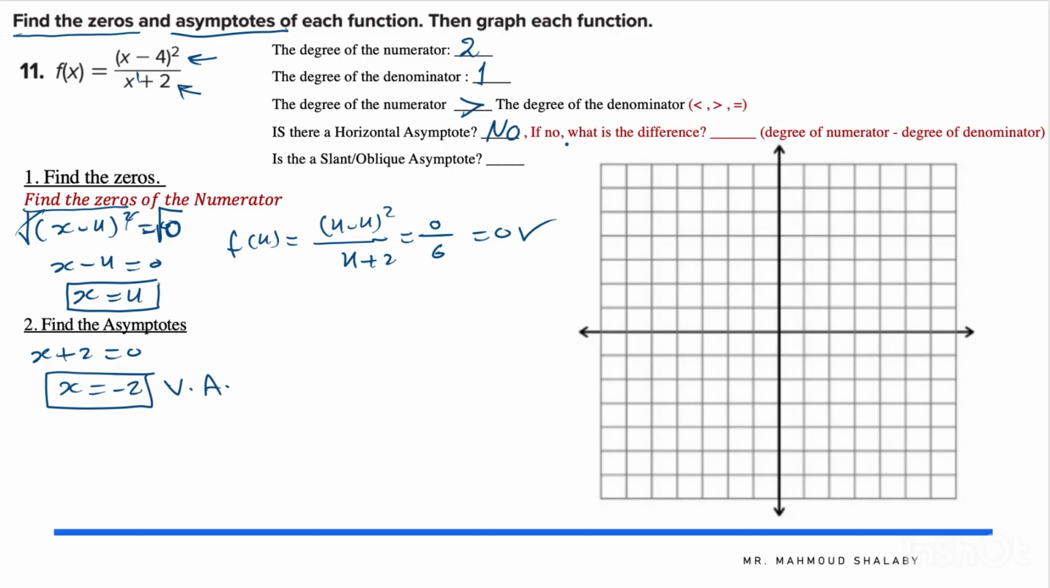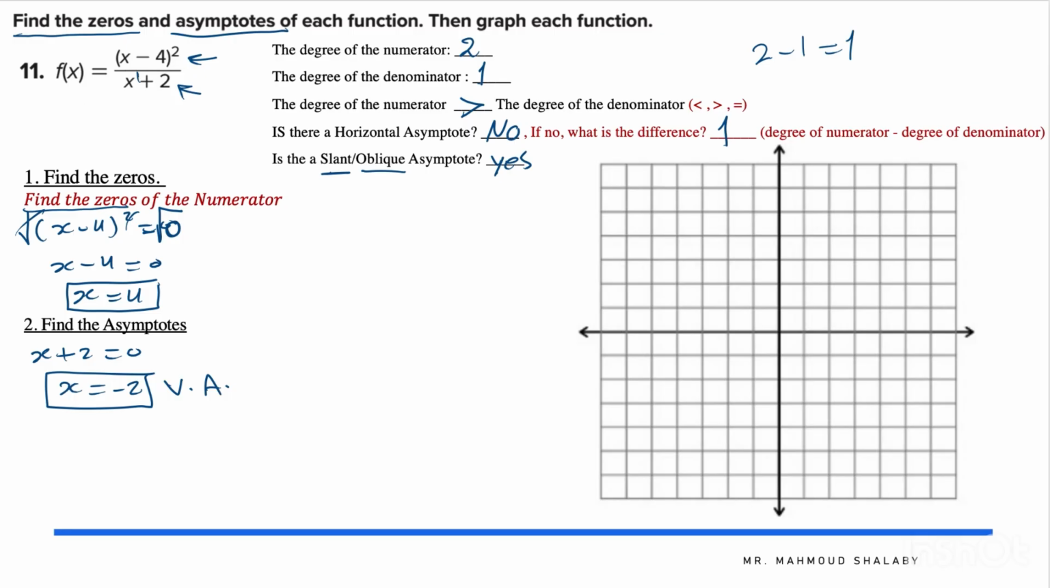If not, what is the difference between the degrees? 2 minus 1, the answer is 1. The degree of the numerator minus the degree of the denominator equals 1, which means there is an oblique or slant asymptote. Remember, both names work here, slant or oblique. So yes, there is an oblique asymptote. The last thing is, if it's an oblique asymptote, how to find it? If you remember, we must do this with long division.